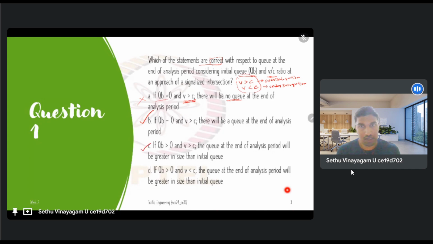Because there is some initial Q, and because V is greater than C, more vehicles are going to be delayed, which means they are going to join the queue. Therefore, at the end of the analysis period, the queue length will be QB plus some delta, and this delta will be positive. Therefore, finally the queue length will be larger than what it was at the start of the analysis period.